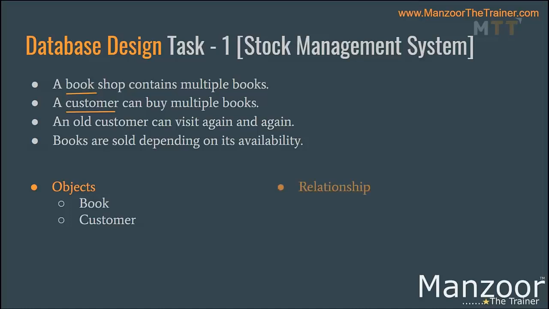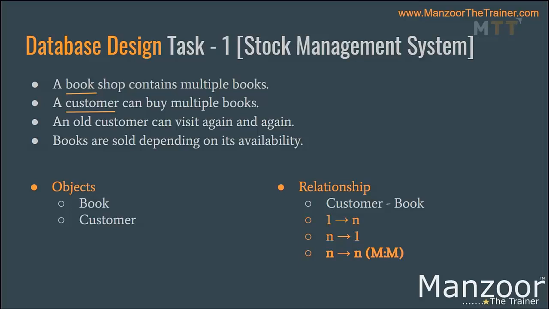Fine. Let us see this relationship here. How to identify? We'll read in this way. One to many. One customer can buy multiple books. Is it true? Yes. N number of customers can buy same type of book. Is it yes? Yes. If two things are yes, then this is yes. This is many to many relationship.